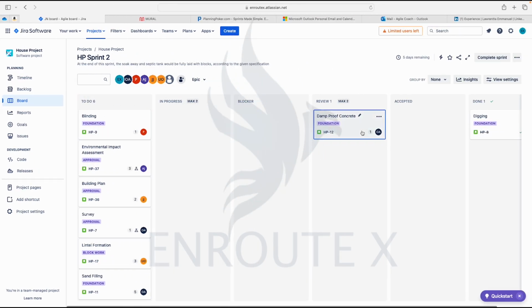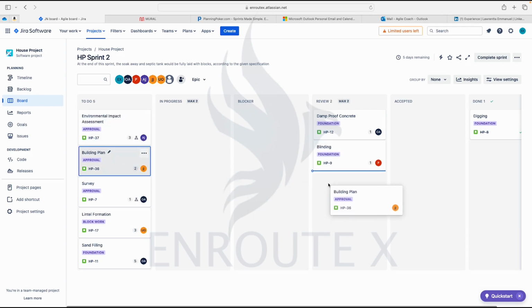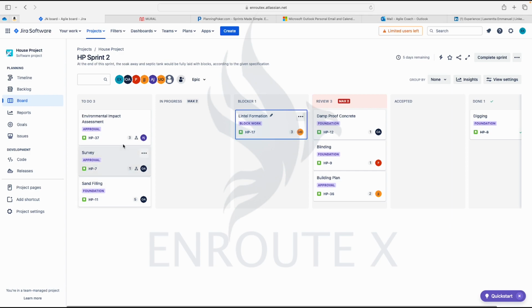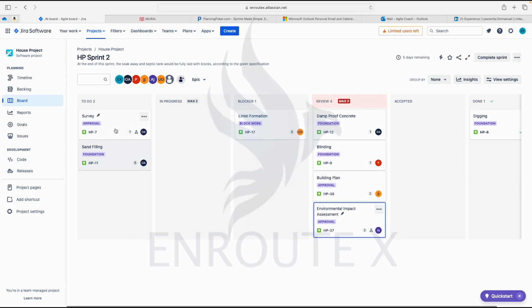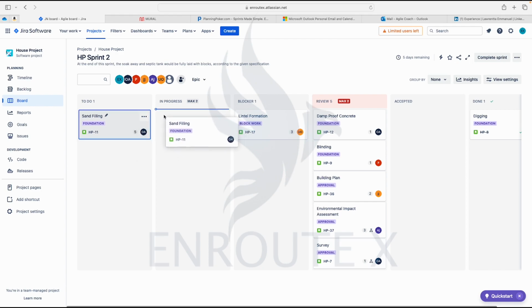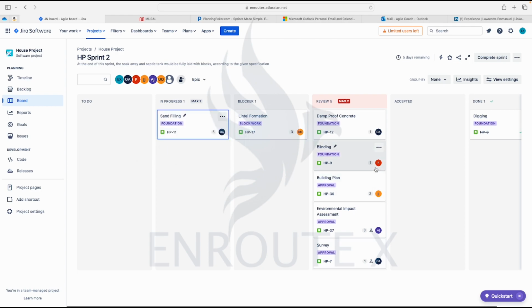Let's look at the board again. Let's say tomorrow is our end of sprint. Let's look at all these stories, for instance. This is a 1 point story, 1 point story, 2 point story, 3 point story, 1 point story, and a 5 point story. So within a 10-day cycle of a sprint, you should have all these stories in done already.